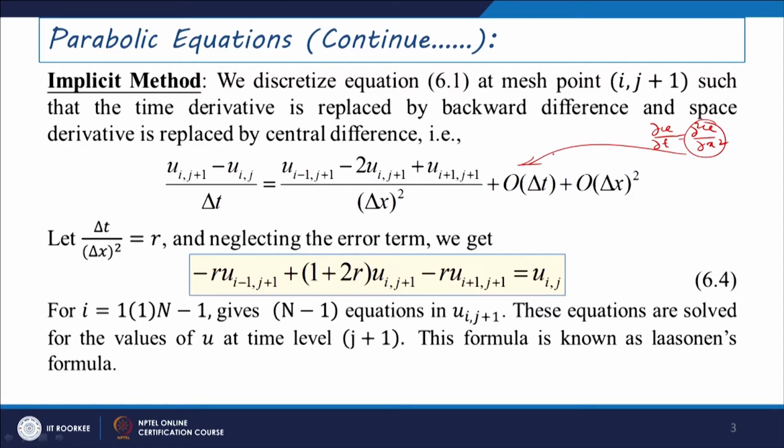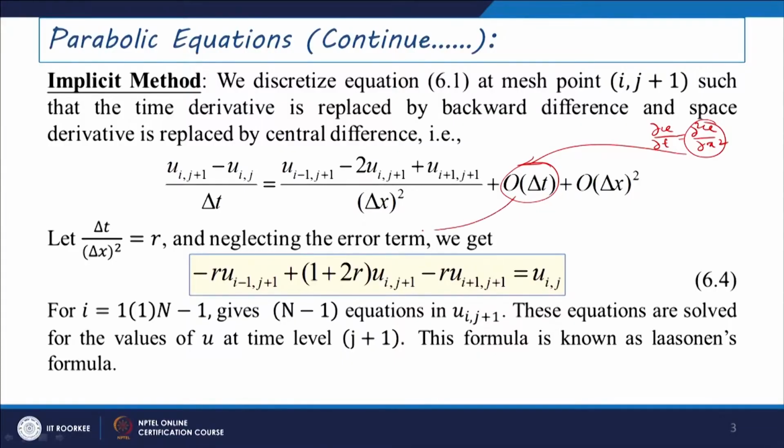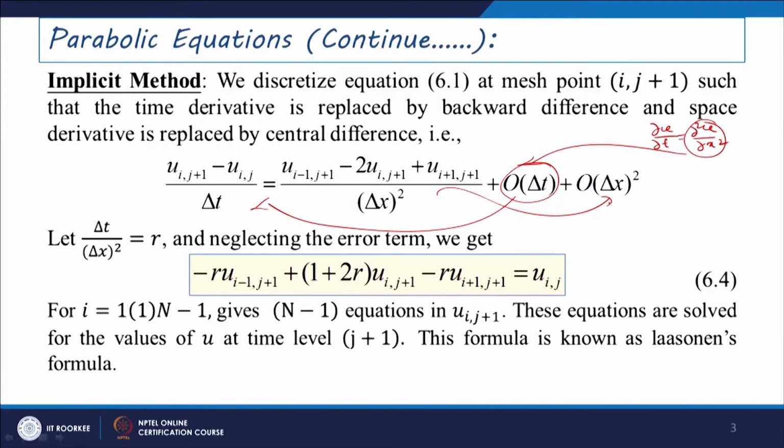And regarding the order of convergence, we are neglecting the first order terms for time, and we are considering second order approximation for the central difference. If we consider r as del t by del x whole square and neglect the error terms, then we can represent this system as a linear system of equations: minus r u i minus 1, j plus 1, plus 1 plus 2r u i, j plus 1, minus r u i plus 1, j plus 1, equals u i j.